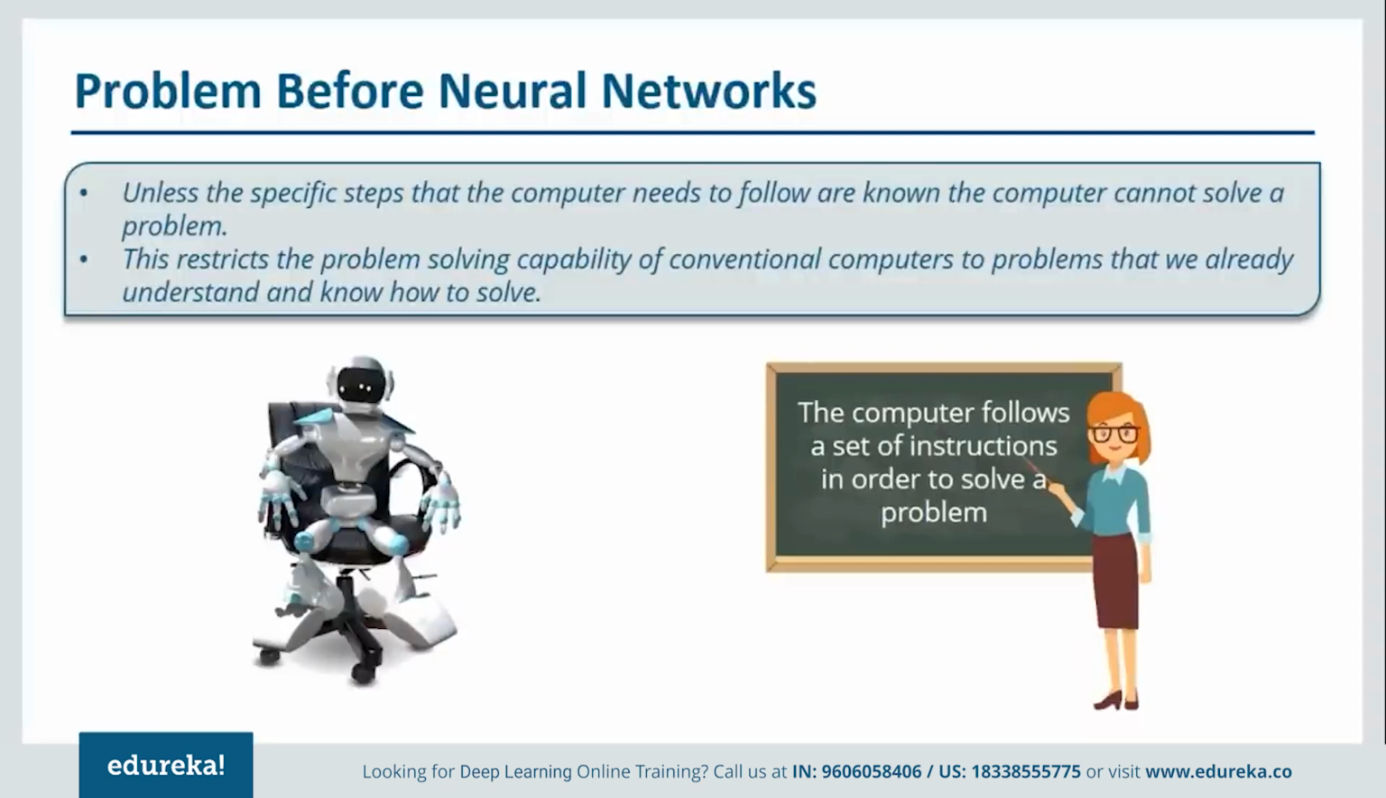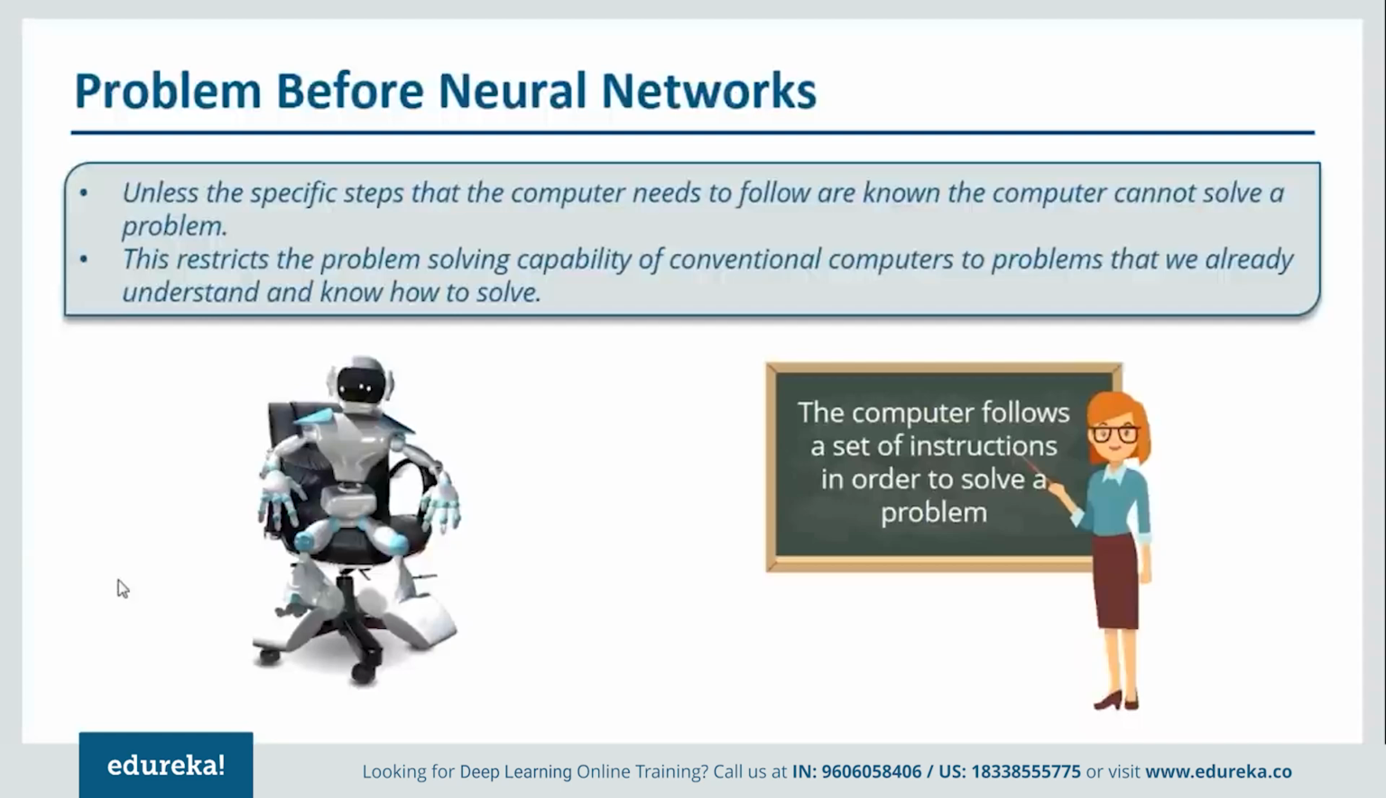So we first should know the answer to that problem, or we should know how to overcome that challenge or problem which is there in front of us. Then only we can provide instructions to the computer. So this restricts the problem solving capability of conventional computers to problems that we already understand and know how to solve. But what about those problems whose answer we have no clue of? So that's where our traditional approach was a failure. So that's why neural networks were introduced.